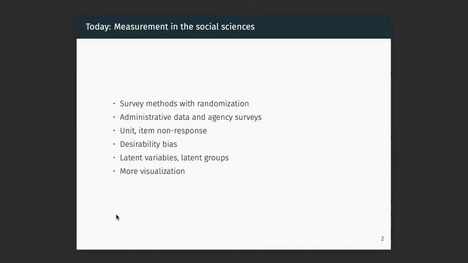So we're going to cover survey methods with randomization. We're going to cover administrative data and agency surveys, which are something that we use a ton in the criminal justice field, but also in any field that interacts with government agencies, you're going to use administrative data very frequently. We're going to talk about unit and item non-response within surveys and how to think about different kinds of non-response and missing data. We're going to think about desirability bias. We're going to think about latent variables and latent groupings, latent meaning unobserved or underneath the surface. And we're going to do some more work with data visuals.